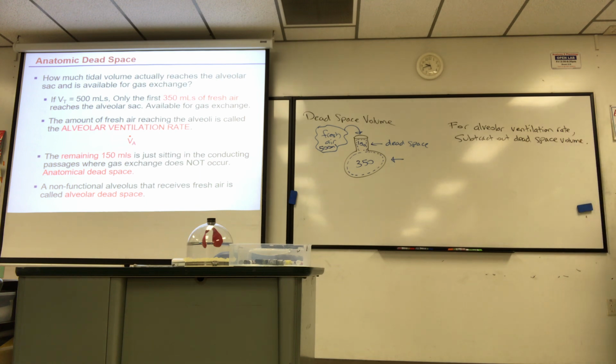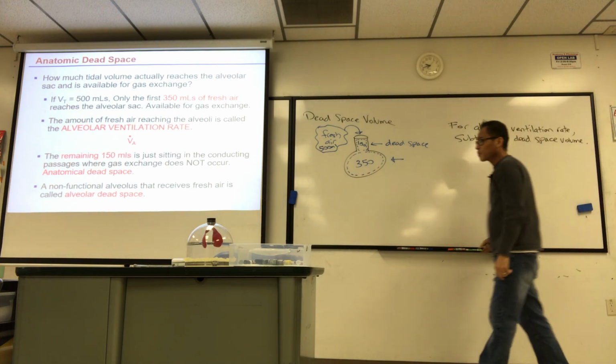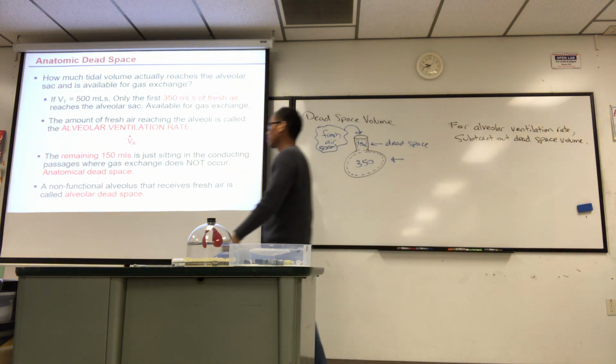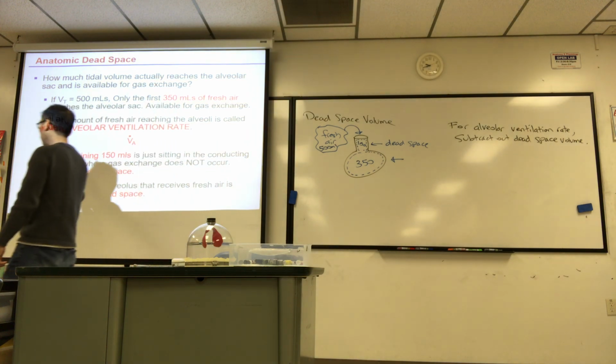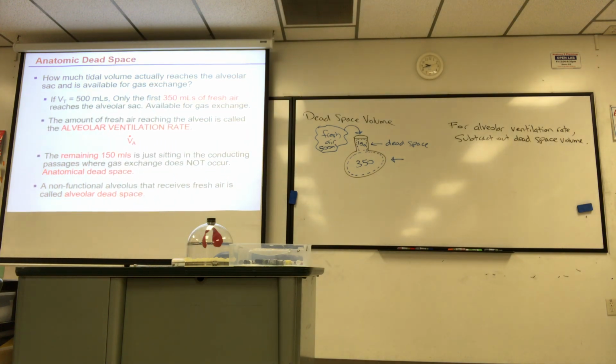The 150 is a nice textbook number. That's usually the volume of air that will sit in the large bronchi, the trachea. That 150 is not available for gas exchange, so we call that the dead space volume. Or you could have some lung problems. A non-functional alveolus where no gas exchange is occurring can be considered alveolar dead space.